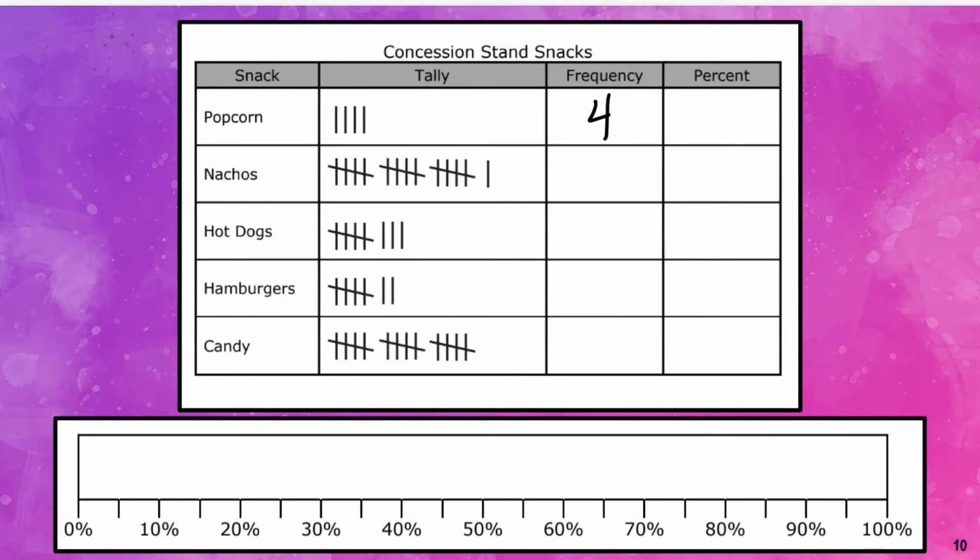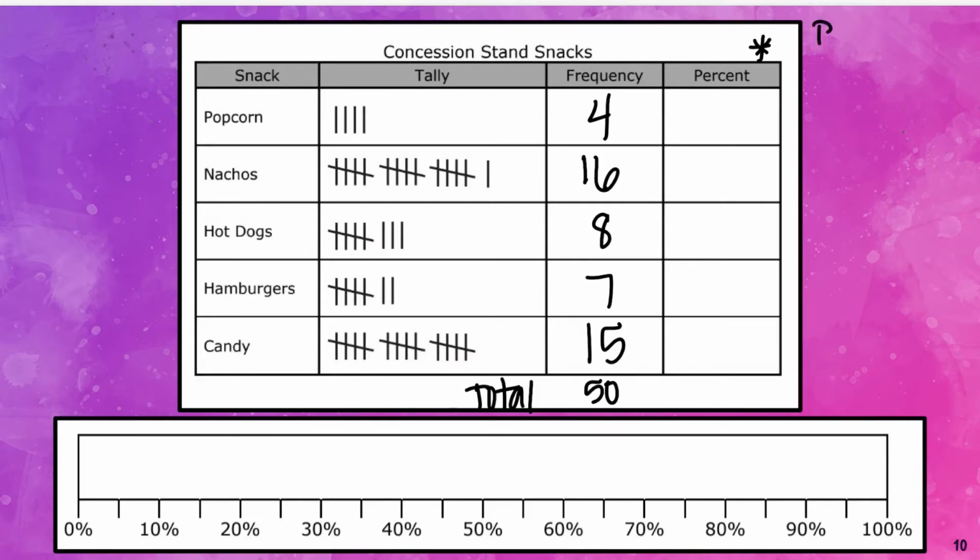All right, so popcorn had a frequency of 4. Nachos had 16. Hot dogs had 8. Hamburgers had 7. And then candy had 15. Now, I'm going to have to find my total frequency, because I know I'm going to need to find my percent. So when I add up all of my frequencies, I get that there was a total of 50.